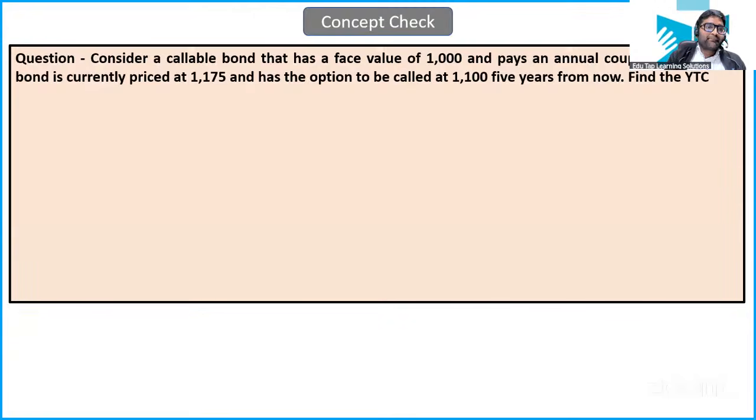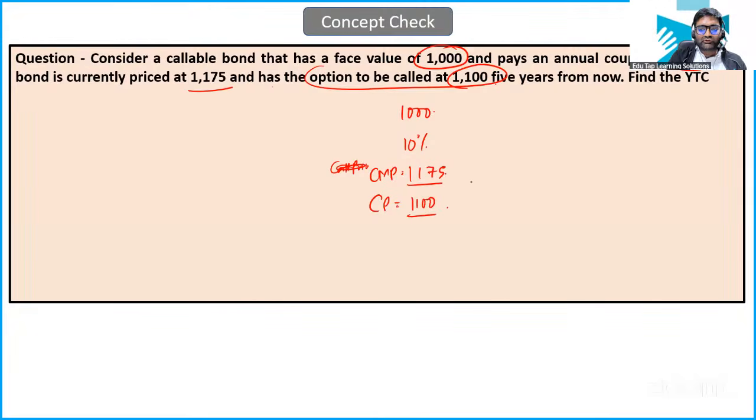What is given? A callable bond, the face value is 1000, and it pays a coupon of 10% interest. The bond is currently priced at, I think this currently priced is nothing but the current market price, not the call price. The current market price is 1175. It has the option to be called at this much, so the call price is given. Call price is 1100, and the time period is 5. Yield to call is something.